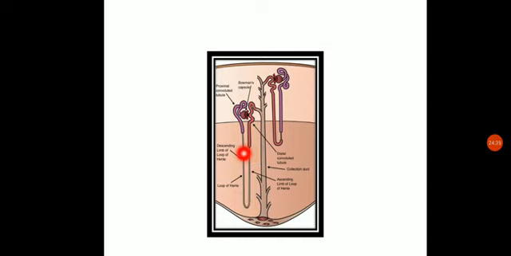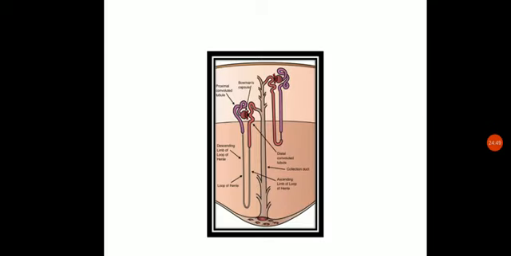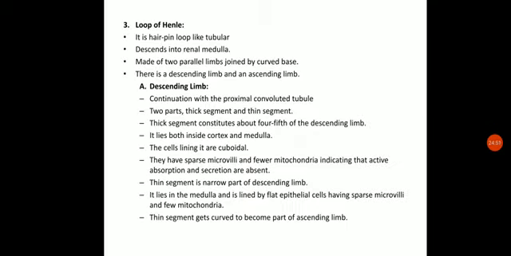Both are constituents of the loop of Henle. These both are part of the loop of Henle. So what is the loop of Henle? The loop of Henle is a hairpin loop-like structural part of a nephron, which descends into the renal medulla.